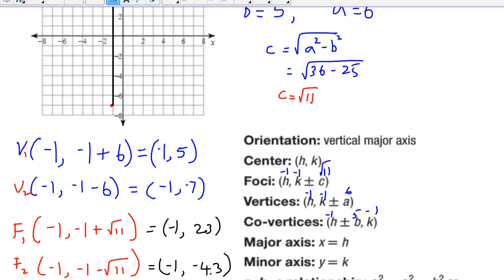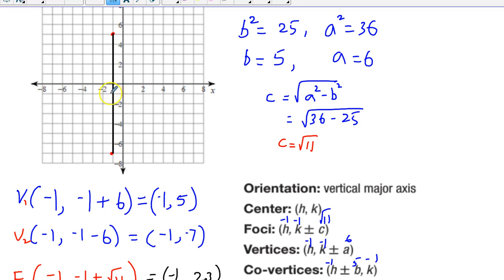So (-1, 2.3). 2.5 is somewhere here, so a little down I'll go. That is one focus, and the other focus is 4.3, (-1, -4.3). This is just before 4.5. So those are the two foci, and then of course the center is (h, k), which is -1 and -1. This is the center, the midpoint for all these things.